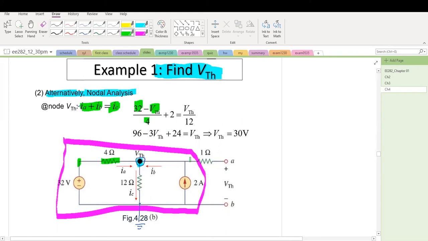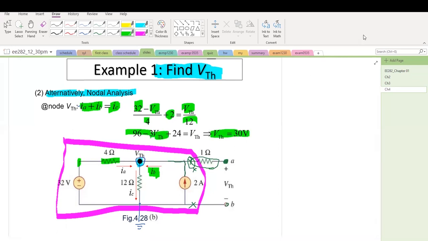And remember, this is an open circuit here. This is an open circuit. This is an open circuit. This is just one branch here connected to here. So don't even consider it. Sometimes we're confused by this connection here, but because it's an open terminal, there's no current flowing through here. So current IB equals 2. IC equals VTH divided by 12. And this is the only equation we need to obtain VTH. VTH equals 30 volts.